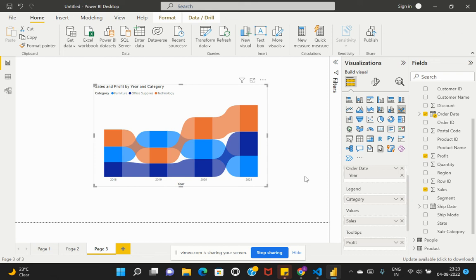I hope you understood these two different types of charts in Power BI, both the combo chart and the ribbon chart. In the next video, we will be looking at the waterfall chart and the tree map.